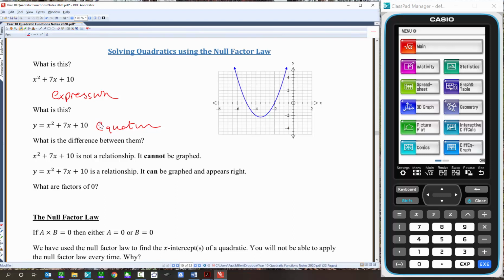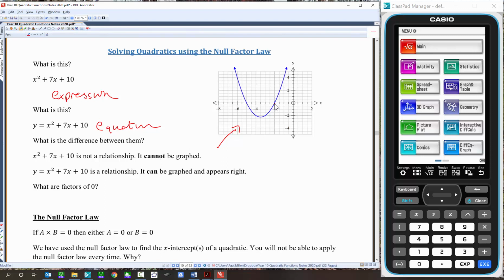Okay, an equation is totally different though. It's a relationship between y and x. In essence, if you feed an equation a value, it can work out the corresponding value of y or x depending on what you give it. So x squared plus 7x plus 10 is not a relationship. It cannot be graphed. Y equals x squared plus 7x plus 10 is a relationship and it can be graphed. And actually the graph of it appears to the right. That's what a parabola looks like. That's the first one we've seen so far. All right, let's see how that works.